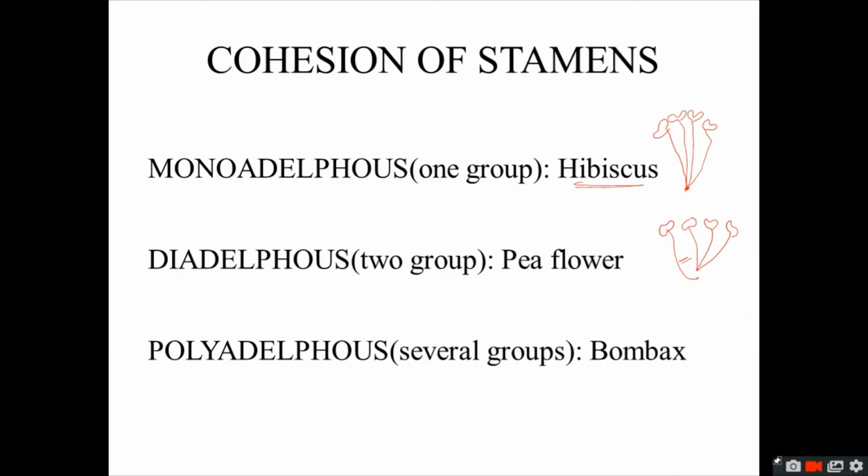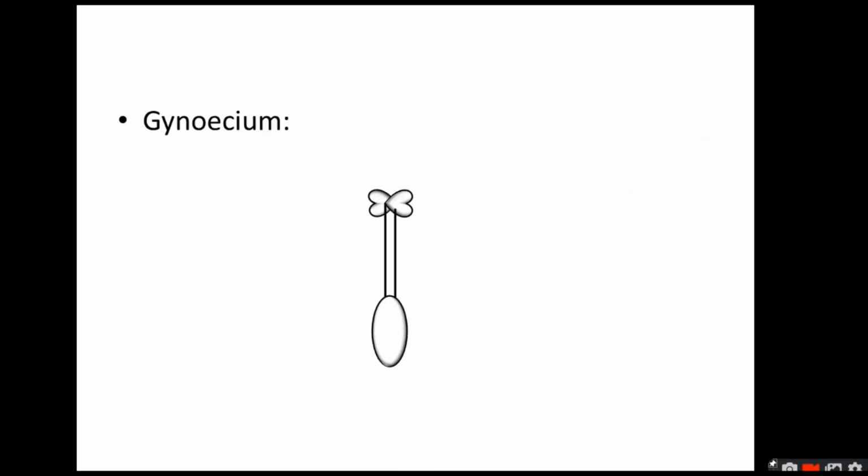Next is polyadelphous. When this condition is of several types, that means the several groups of stamens are present and they are not united. That means no single group, several groups having several origins, and this kind of polyadelphous or cohesion of stamen is seen in bombax. So till now we had discussed about male reproductive part of flower.